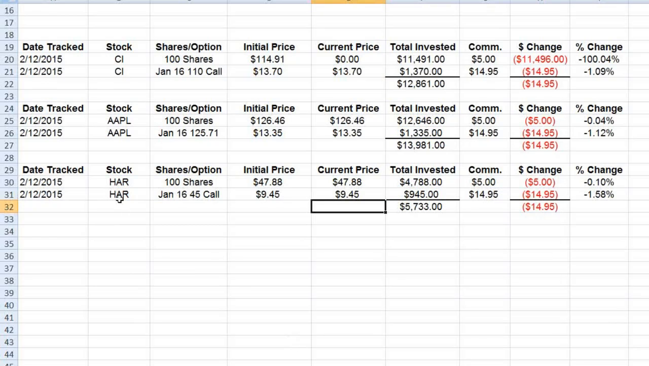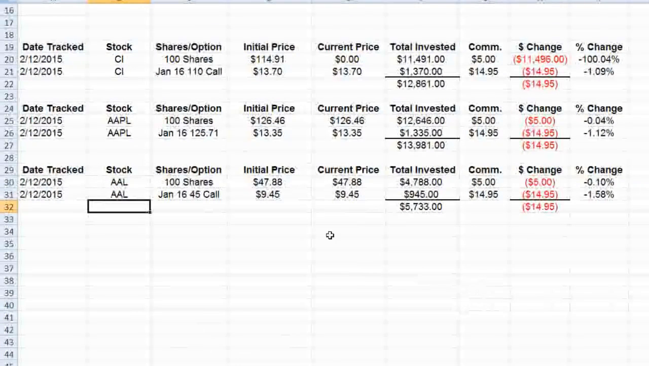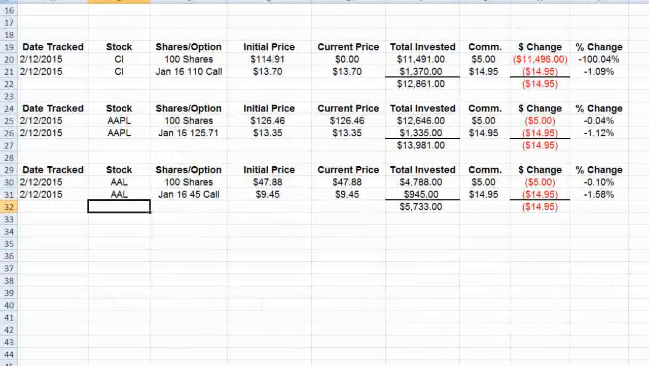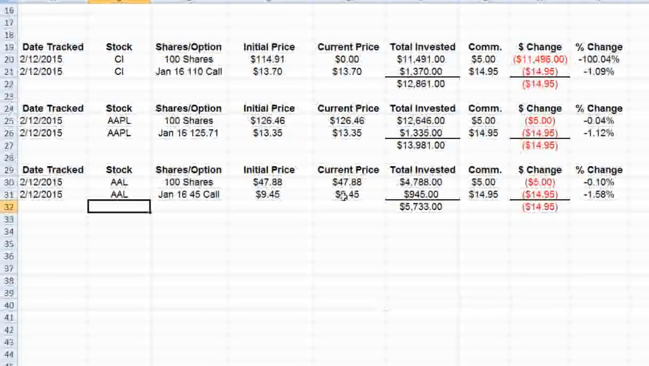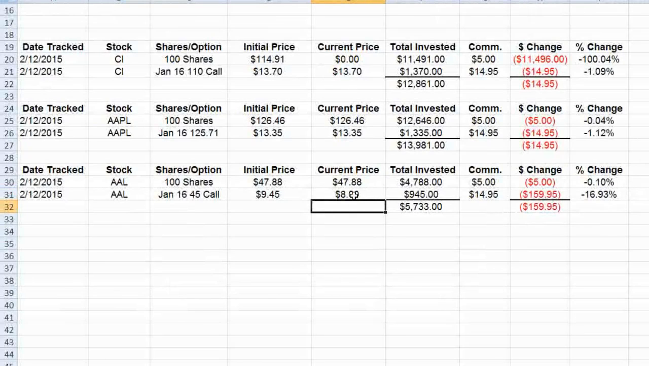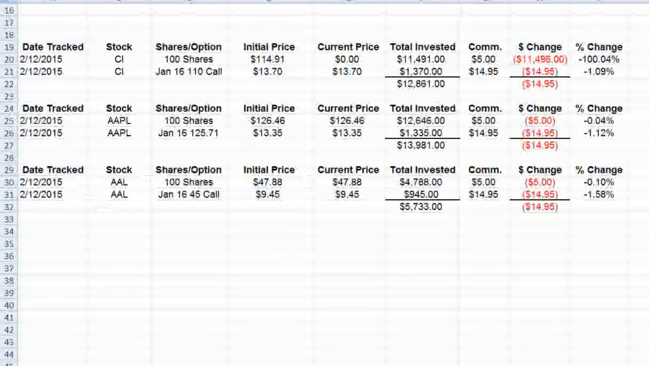Forgive me for whoever gave me HAR. All this was for AAL. Without going in and retyping everything, we're just going to roll with AAR for now. Next week, if you want to check this, you would log down the bid price here at the current price. Let's say a week from now, the bid price is $8. You would type in $8 and you will see that you've lost $159 or 16% return on your money. That's what we're going to do as a live example of trading options.